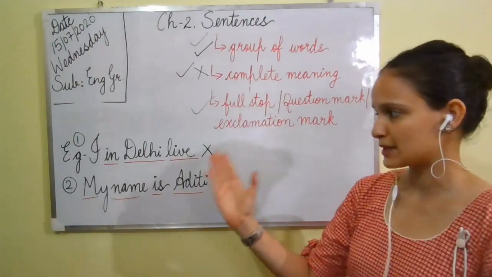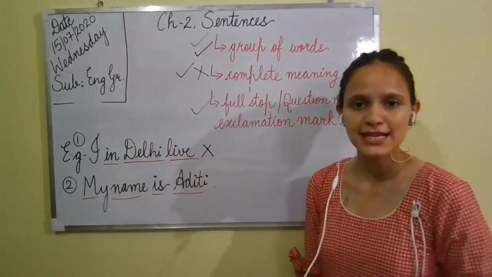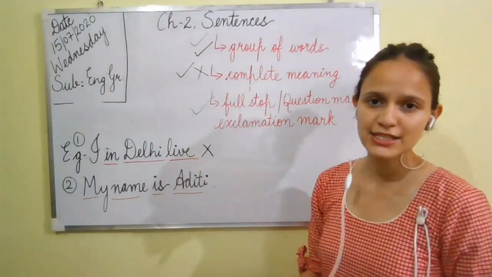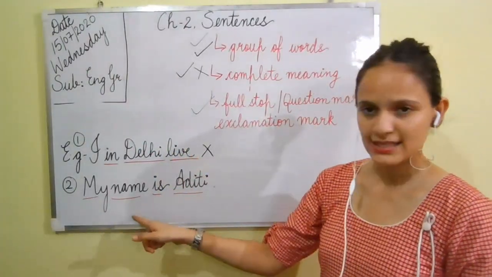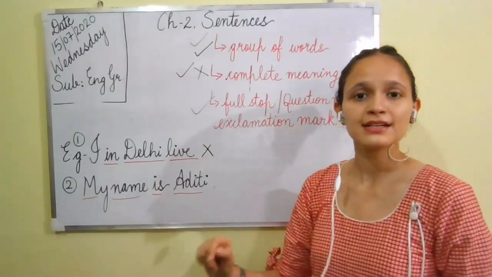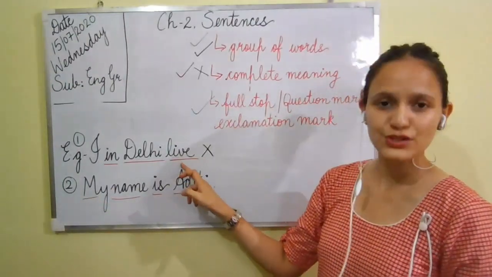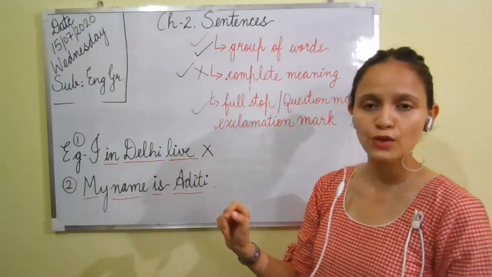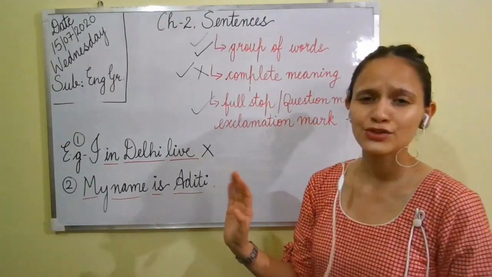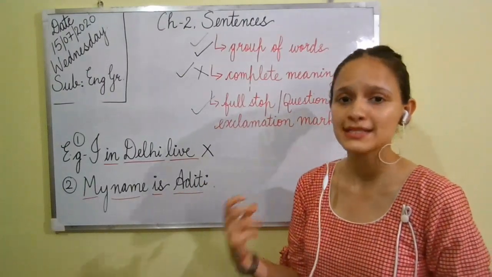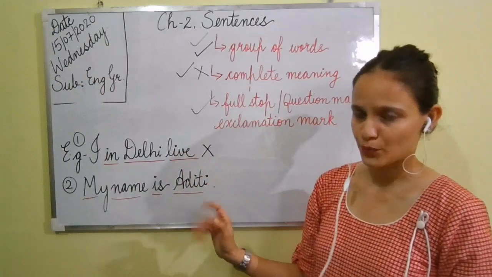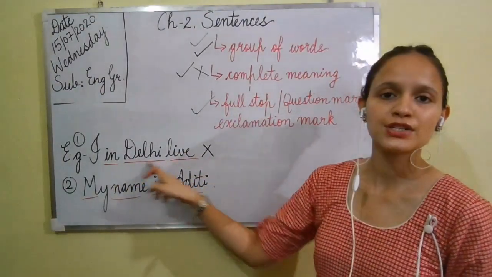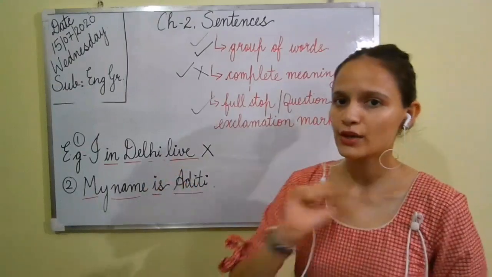Now tell me, which one is a sentence? Which of these can we call a sentence? Yes, my name is Aditi. The second one is a complete sentence. This one is not because it has various group of words, but it is not giving us a complete meaning or a complete sense. I in Delhi live, no. But now I'm going to rearrange the group of words present in example one. Look carefully.